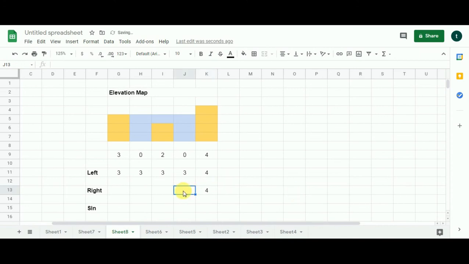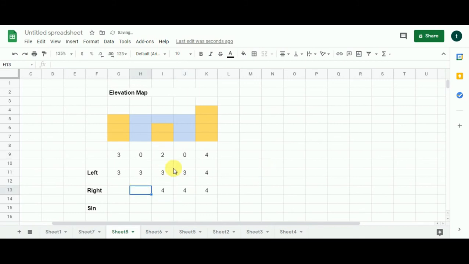Moving on to the second cell, here the value is 0. 0 compared with 4 is going to give me 4. Okay. Now here we have a pillar of height 2. So I'm going to compare 2 with 4. This cell holds the pillar with maximum height on the right hand side relative to this position. That is what this array is doing. So 2 compared with 4 is going to give me 4.